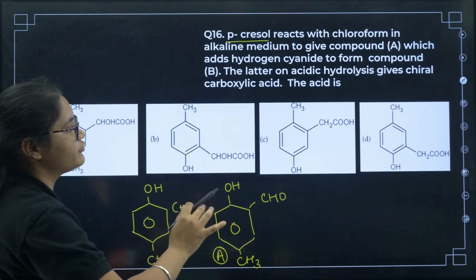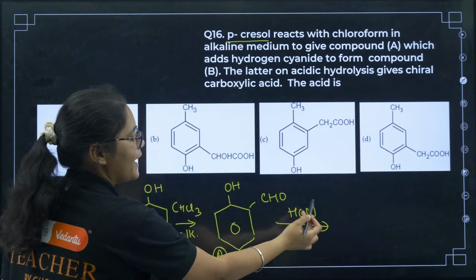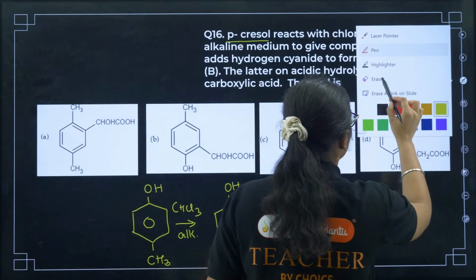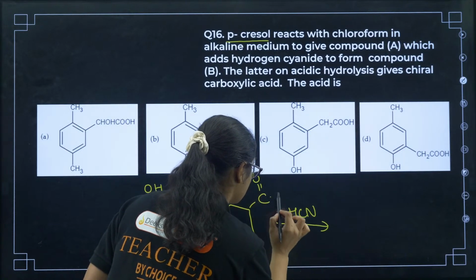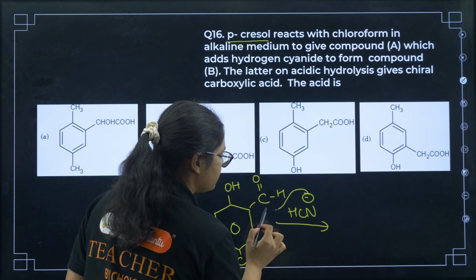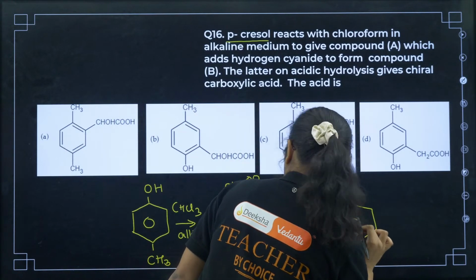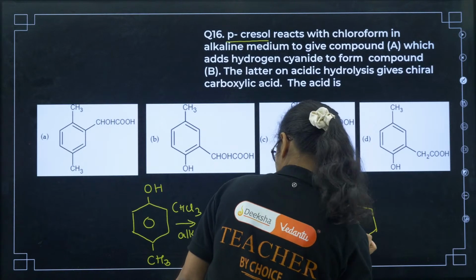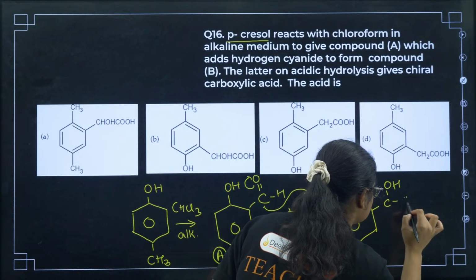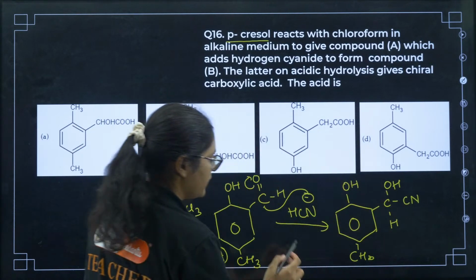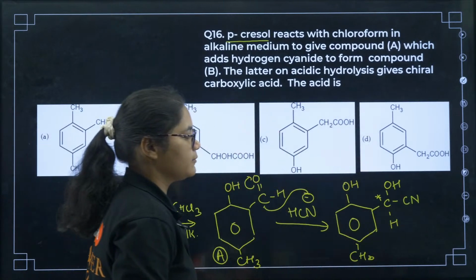Next, which adds hydrogen cyanide to form compound B? So you have to add HCN. If you add HCN, what will happen? Nucleophilic addition reaction takes place here. CN minus is there, this one will attack here. We know nucleophilic addition reaction. So we have here OH and CH3, and you have CHOH, CN and H. That is what is present now. Now can you see this carbon is a chiral carbon, right?